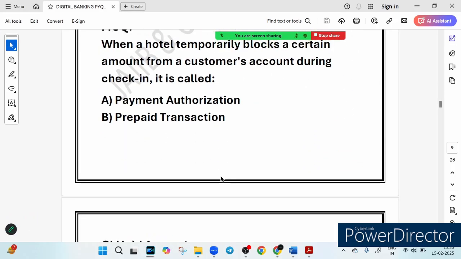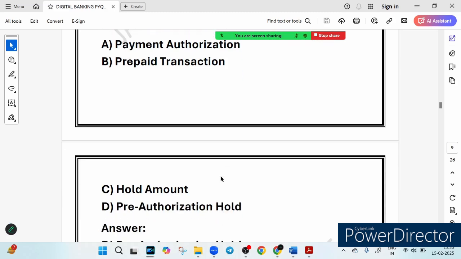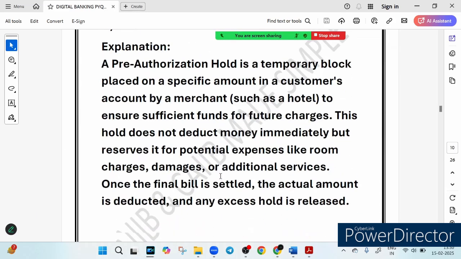Very nice question it is. When a hotel temporarily blocks a certain amount from a customer's account during check-in, it is called. Let's go through each and every option. Obviously it is called a pre-authorization hold. Let's move to the next question.